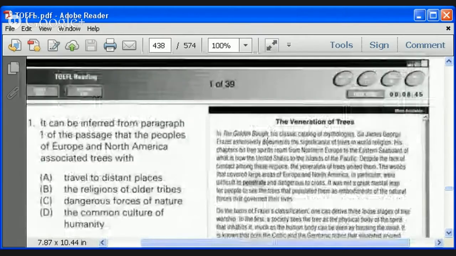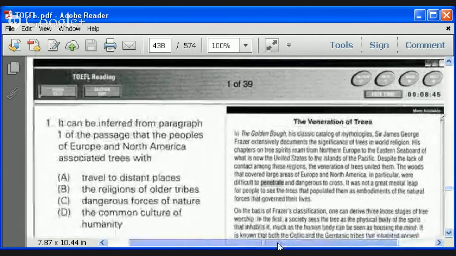Now, your screen in the TOEFL test will look like this. We're ready for the questions. I've really only concerned myself with fully reading the first paragraph. Sometimes there is not really a distinct concluding paragraph. If there was, I would have read that.